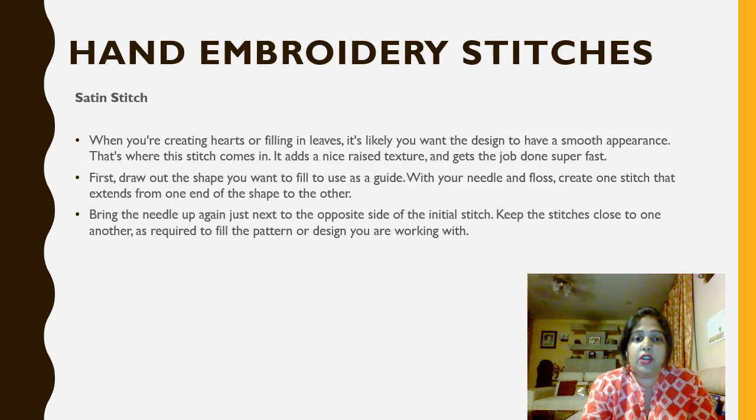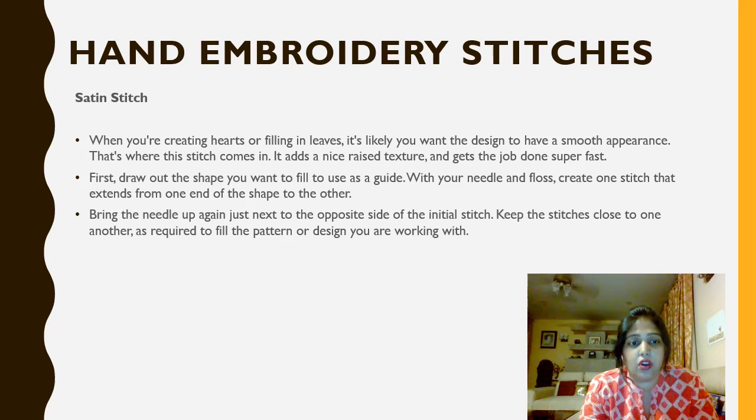Satin stitch. When you're creating hearts or filling in leaves, it's likely you want the design to have a smooth appearance. That's where the satin stitch comes in. It adds a nice raised texture and gets the job done super fast. First, draw out the shape you want to fill to use as a guide.